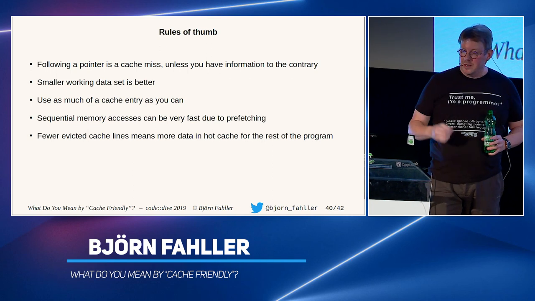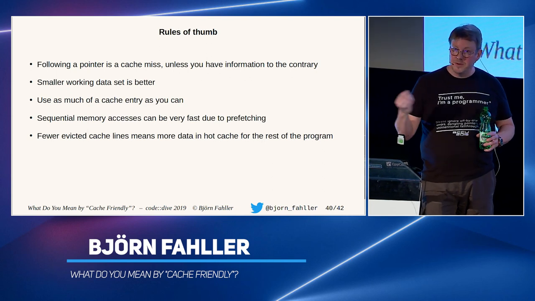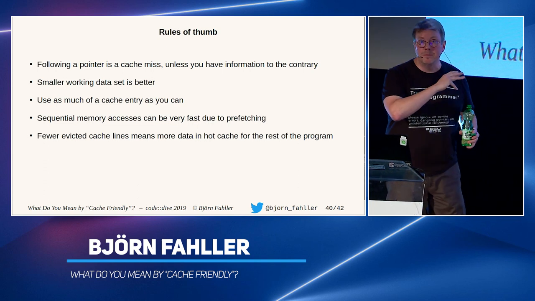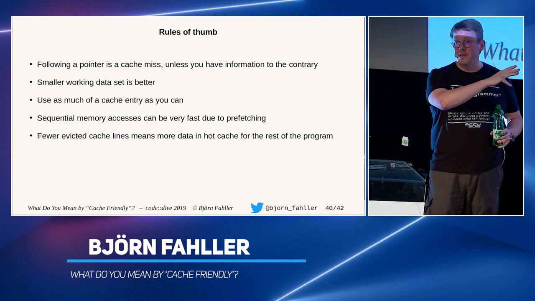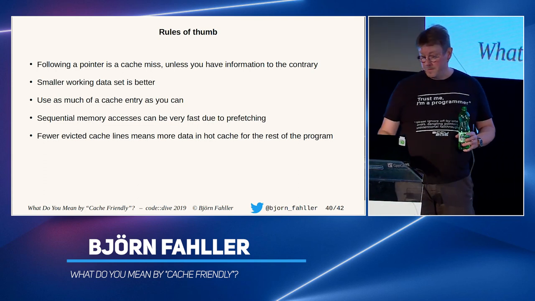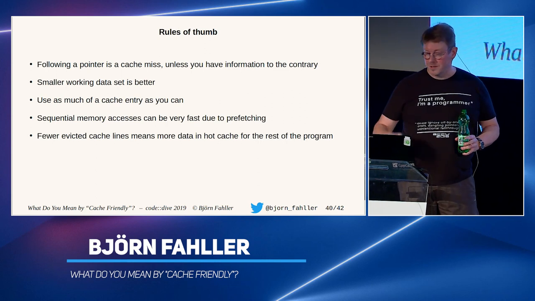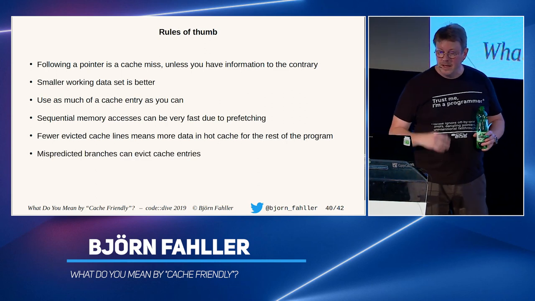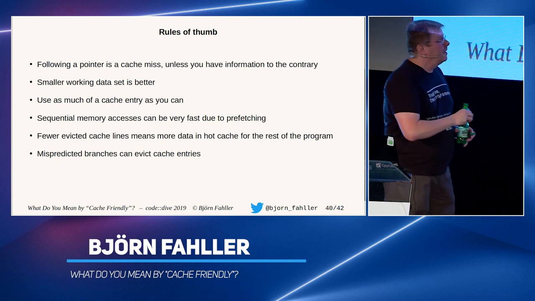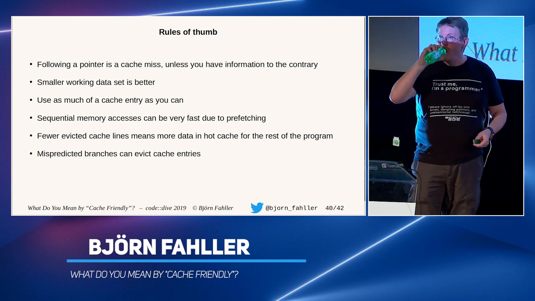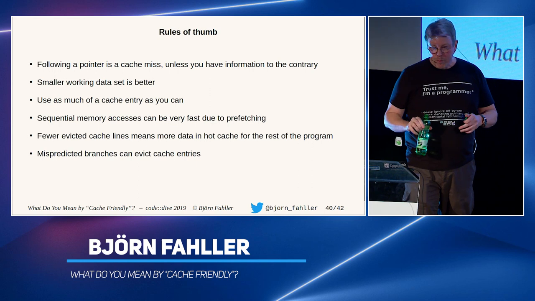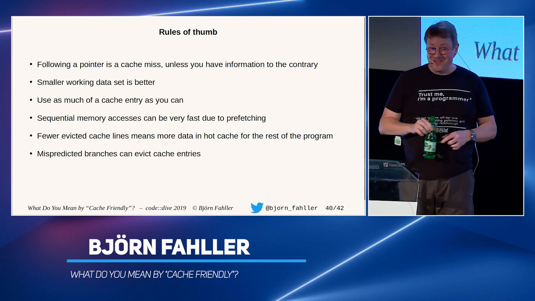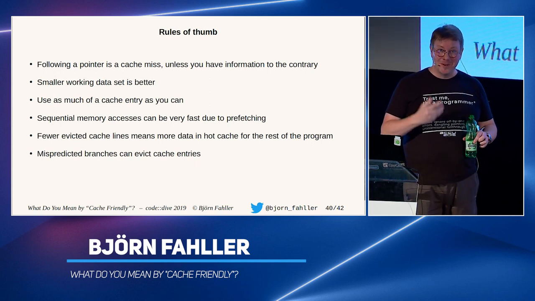And fewer evicted cache lines means more data in hot cache for the rest of the program. Depending on what you're doing, this may be super important or it may be completely unimportant. You need to know the system you're working in. And mispredicted branches can evict cache entries. And this can lead to extremely confusing results if you're not aware of this.